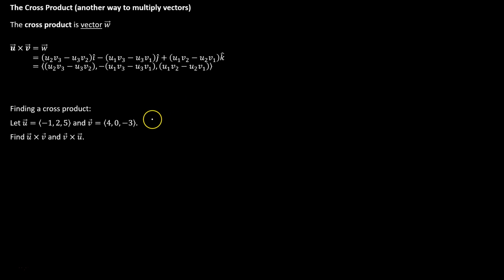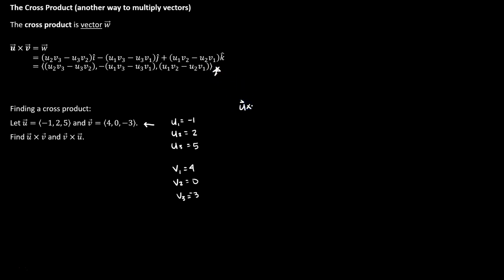So let's go ahead and do it. If we're given the vectors U and V, like what we see on the screen, then we can identify U1 is -1, U2 is 2, U3 is 5, and then V, we have V1 is 4, V2 is 0, and V3 is -3. So we'll plug each of these values into whichever equation we want. In this case, it's not specific about which notation we should use. I'm going to use the component notation because that's my favorite.